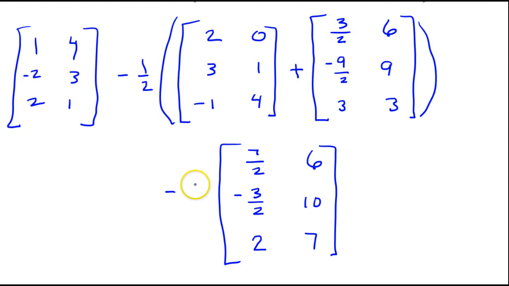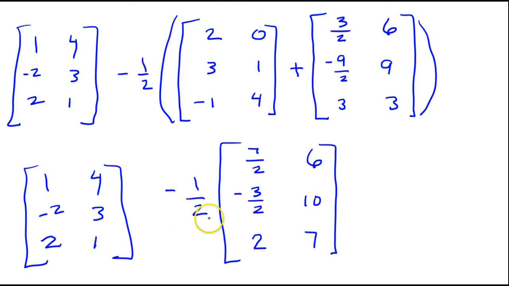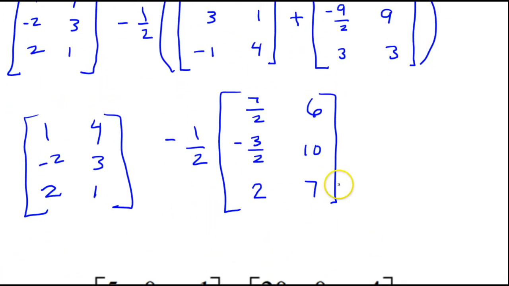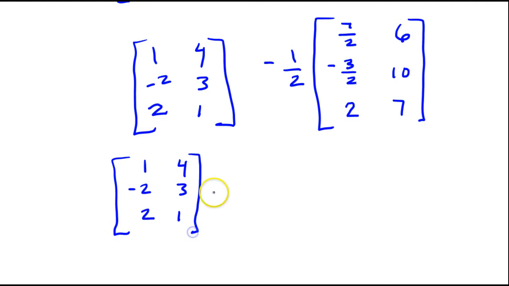Now all of that is being multiplied by a scalar of negative 1/2, and all of that will be subtracted from 1, negative 2, positive 2, 4, 3, 1. Okay, I'm running out of space. Okay, it is time to multiply by the scalar of negative 1/2. So I'm just going to go ahead and bring down the 1, negative 2, 2, and the 4, 3, 1.